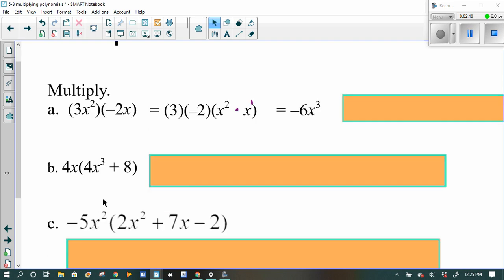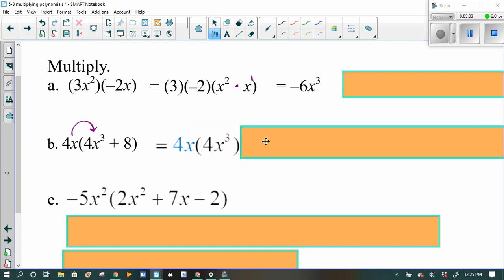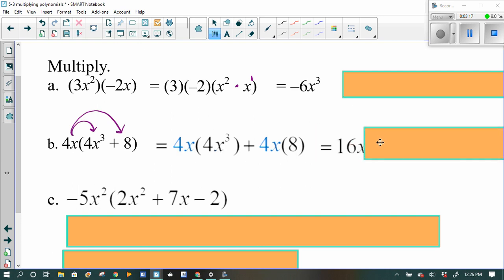All right, now here we're going to look at multiplying a monomial by a binomial. So what I always do with these is I'm like, okay, 4x times 4x cubed. Then I would do 4x times 8. So now you just multiply the two monomials. So 4 times 4 is 16, and then x times x cubed is x to the 4th. Now multiply 4 times 8, which is 32, and then you just have your x because there's nothing to multiply by. So then that would be your final answer.